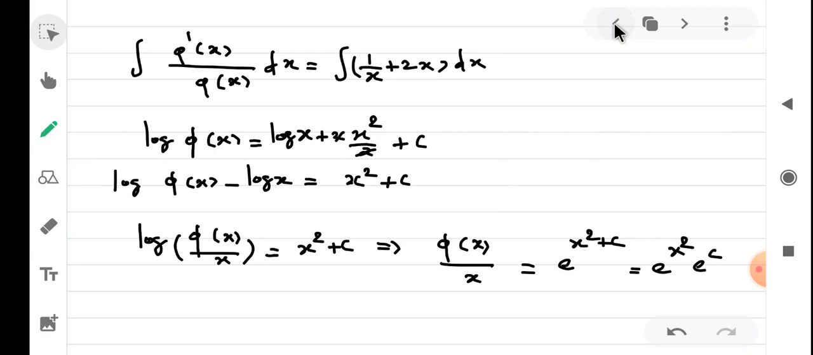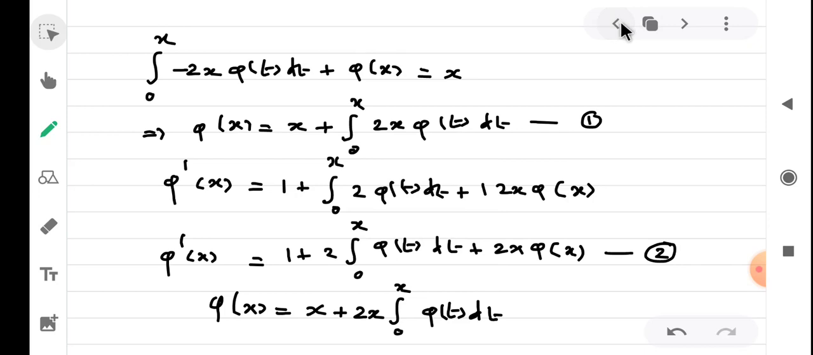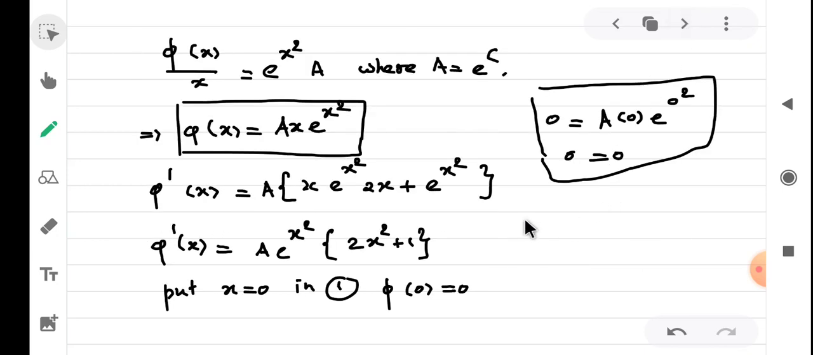Now let us go for phi dash of x. Where is phi dash of x? Now look at this one in the second equation. Here you put x is equal to 0, so I will get phi dash of 0 is equal to 1. Here if I substitute x equal to 0, this is 0. Here also this is 0. So I will get phi dash of 0 equals to 1.